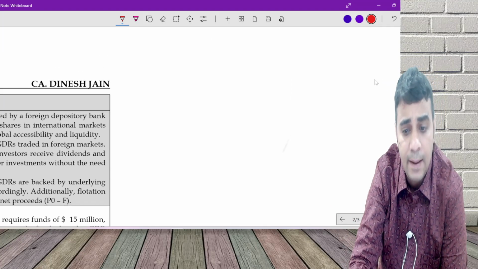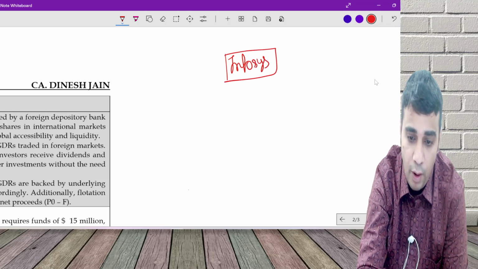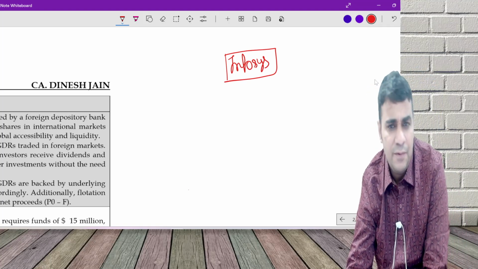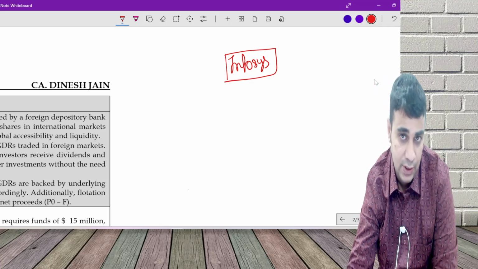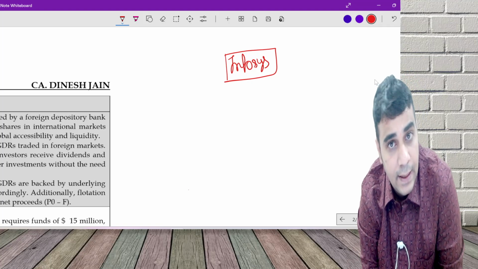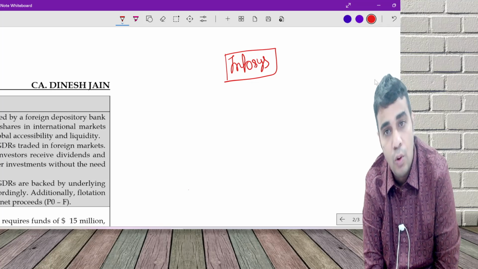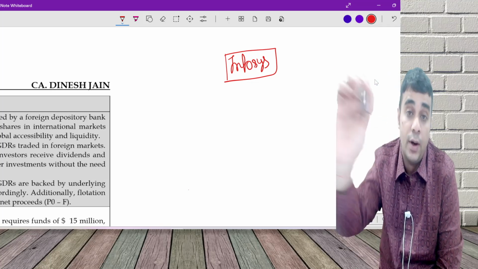Let's take an example of Infosys. The product we are discussing is Global Depository Receipt. In a few other places it is also called American Depository Receipt. If it's issued in USA, it is called American Depository Receipt. And if it's issued in any other country, it is called Global Depository Receipt. Let's first understand what this product is all about.